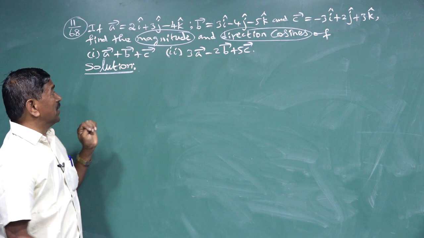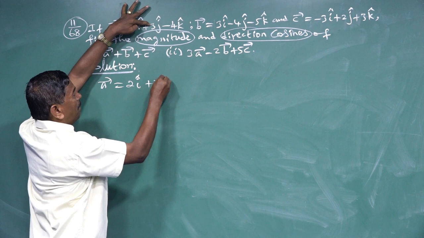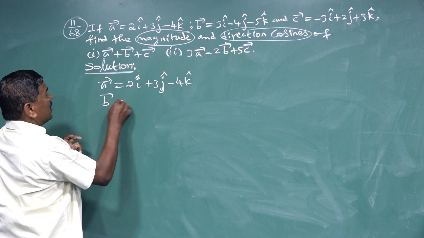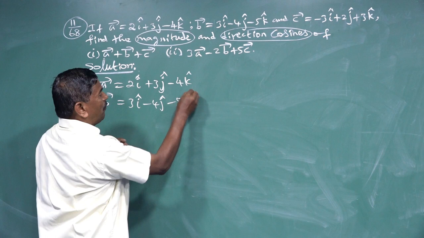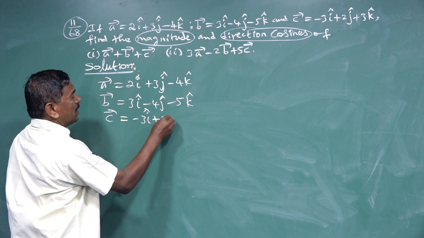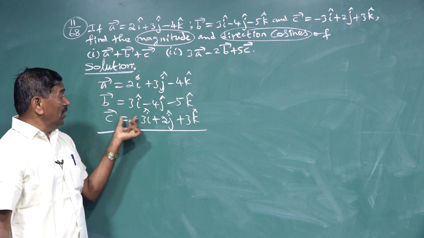That is important. First, write the given data. Given data: a vector is equal to 2i cap plus 3j cap minus 4k cap. Next, we need b vector: 3, minus 4, minus 5. That is, b vector is equal to 3i cap minus 4j cap minus 5k cap. Next, c vector is equal to minus 3i cap plus 2j cap plus 3k cap. Now, I need a vector plus b vector plus c vector, which is given. Now, what do we want to do? Yes, add. Okay, adding.